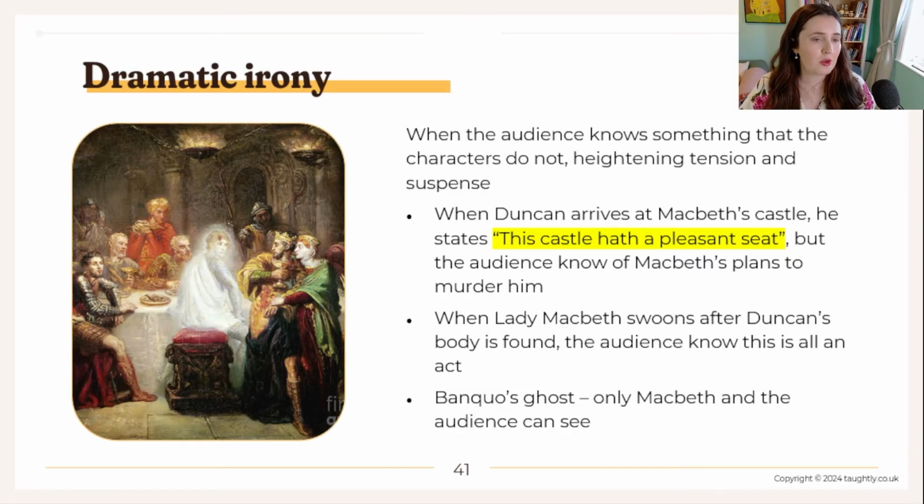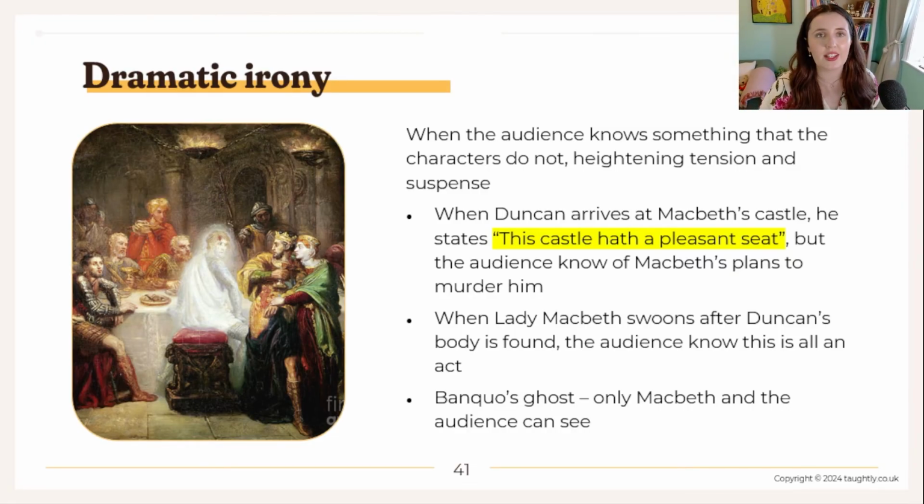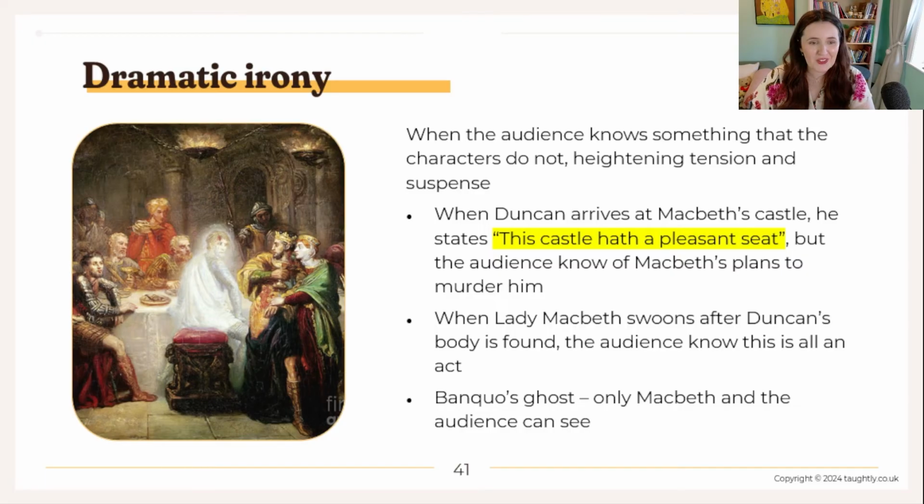Another feature of form would be dramatic irony. So dramatic irony is when the audience knows something that the characters on the stage do not know. So this heightens tension and suspense as we wait for the other characters to catch up with what we already know. For example, when King Duncan arrives at Macbeth's castle, we already know that Macbeth and Lady Macbeth have got big plans for him. Murderous plans for him. But King Duncan obviously doesn't know that.